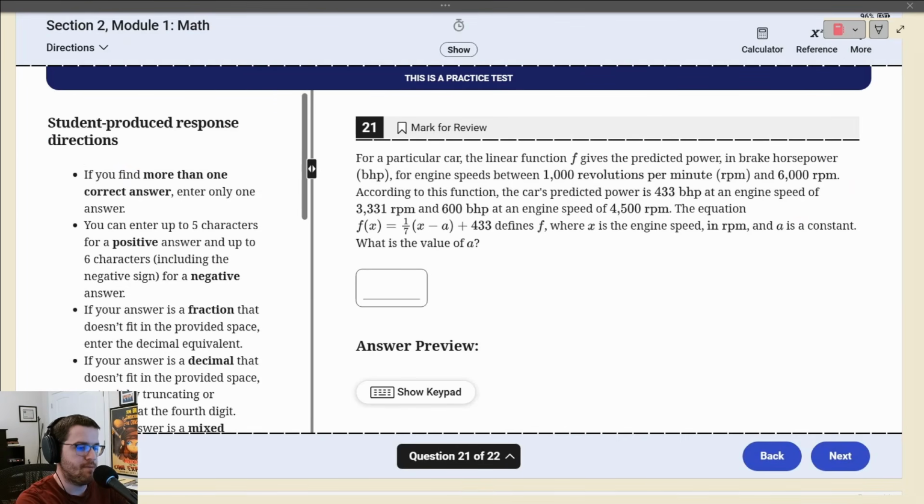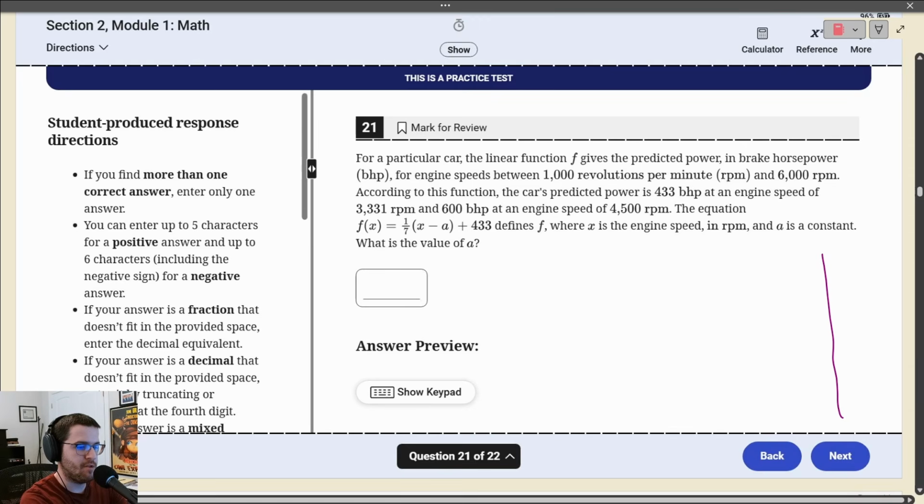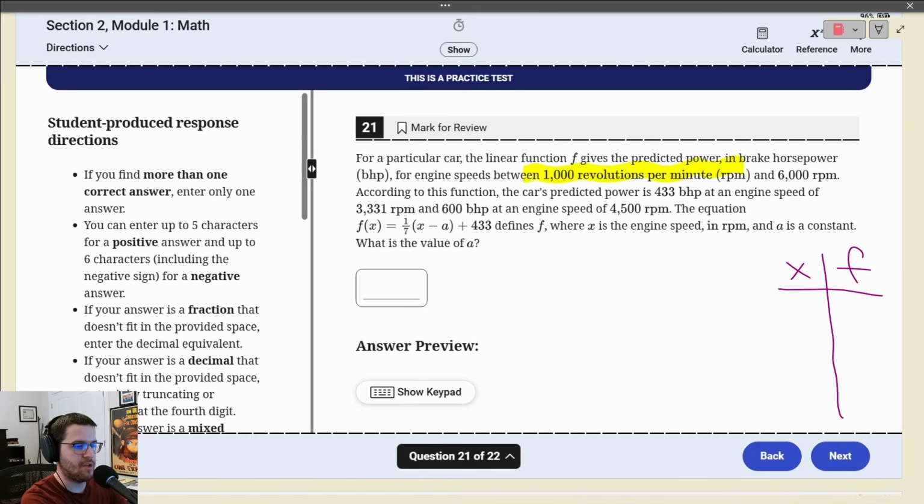Okay, question 21. So, first thing we're going to do is we're going to make a table. You can see this is just the domain restrictions, not really that important for this question. What we care about is that part in that second sentence, which tells us the points. So really important, they said F is the predicted brake power in BHP, and then X is the engine speed in RPM. So just make sure you don't mix up X and Y. That's like probably the number one mistake here.